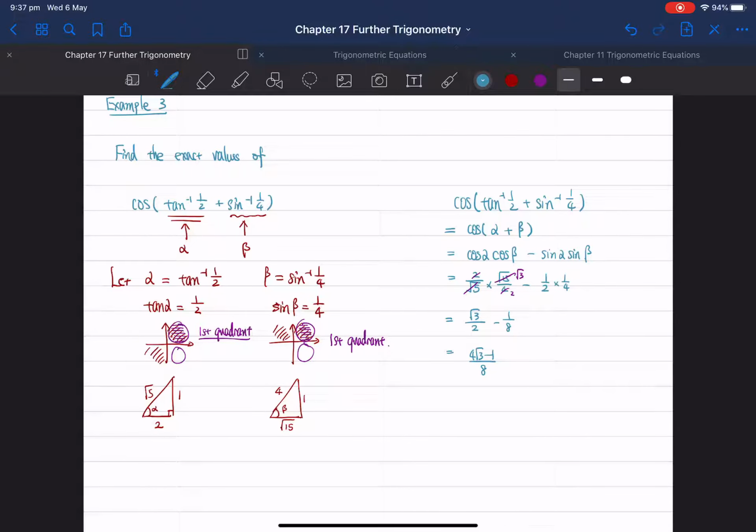All right, okay. I hope you understand how to do this question. So first step, I'm just going to say one more time. First step, you're going to replace the inverse tan and inverse sine by alpha and beta. Then you're going to decide the quadrant, and then you're going to draw a triangle, so you can have all three sides before you can substitute the numbers. All right.